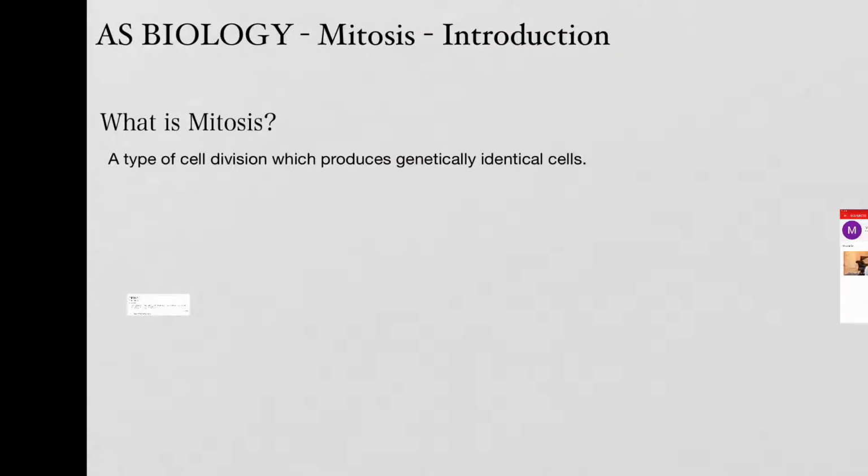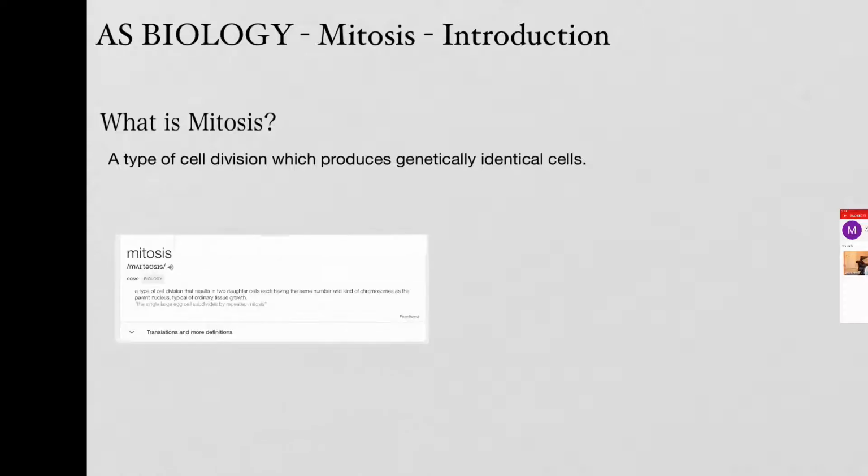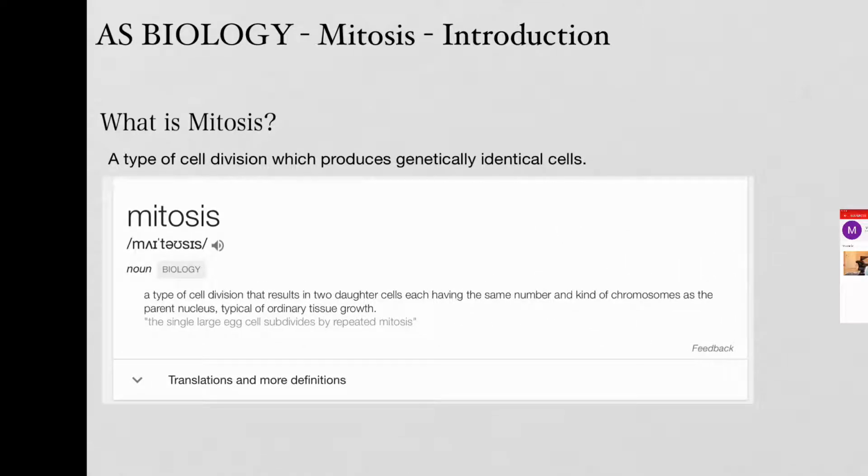Now, the first question you may have is, what is the definition of mitosis? The revision guide says that mitosis is a type of cell division which produces genetically identical cells. I also did a quick Google search, and it said mitosis is a type of cell division that results in two daughter cells, each having the same number and kind of chromosomes as the parent nucleus, typical of ordinary tissue growth.